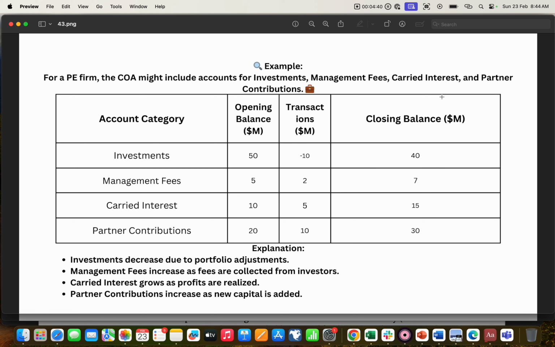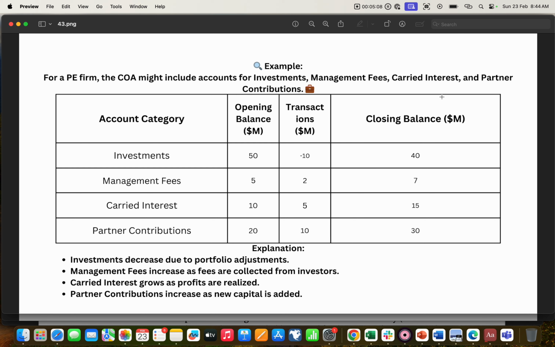There are many things that you can record according to your firm's fund structure. Investment decreases due to portfolio adjustment. Management fee increases as fees are collected from the investors. Carried interest grows as profits are realized. Partner contribution increases as new capital is added. This is just an example that we have given, and we maintain a note as narration also, explaining why it increases or decreases.